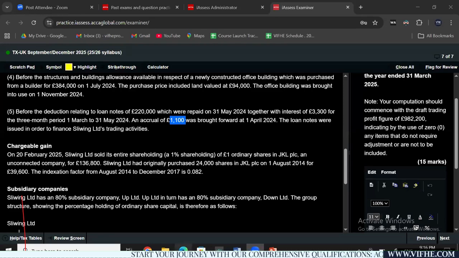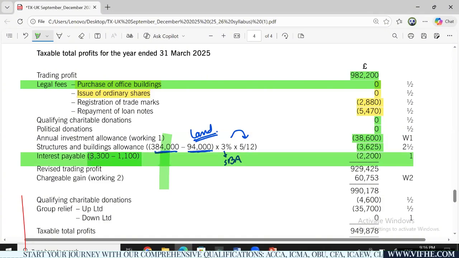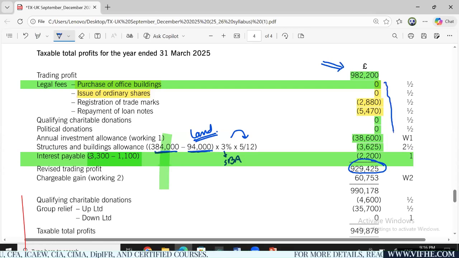Okay, let's have a look at the solution. See, 3,300 less £1,100, so £2,200, is going to be deducted only, because this is the expense which matches with the current period. After doing this, we have come to know what our tax adjusted trading profit will be. Though they had calculated a draft profit figure, by applying the treatment to all those expenses for which no treatment was initially made, we have come to the conclusion that this 929,425 is the revised figure for profit. Basically, it is the tax adjusted trading profit.